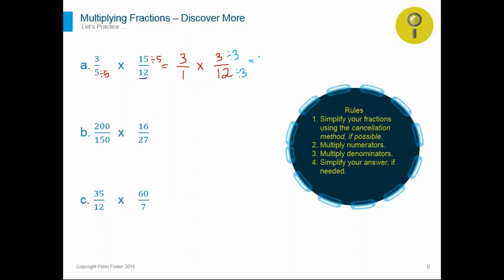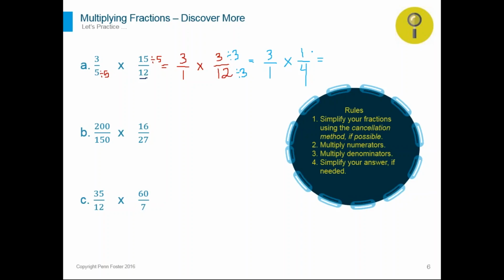So let's rewrite the problem. 3 over 1 times 1 over 4. See, we started with 3, 5, 15, 12. Now we have much smaller numbers, 3 and 1, 1 and 4. So let's multiply. When do I decide to multiply across?